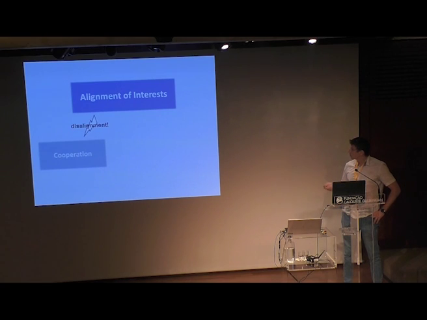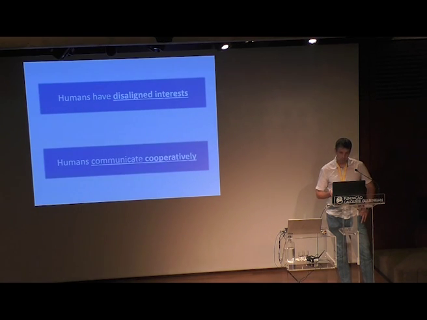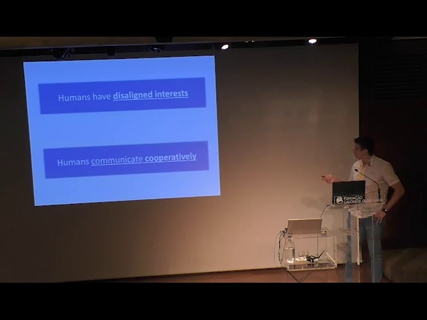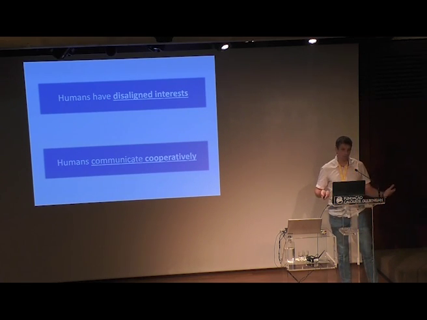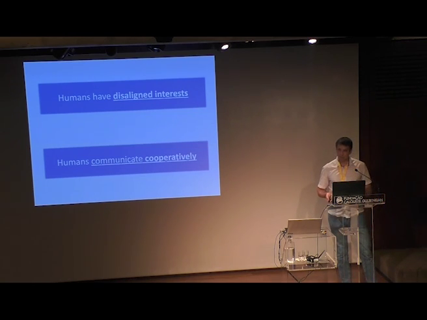So from this bird's eye view, we have a theoretical problem. We have those two statements that are in conflict with each other, and both are factual statements about humans. Humans have disaligned interests as social and economic agents in the society, in extra-linguistic reality. But humans communicate cooperatively. Human language is cooperative to the core. Something has to give, right?